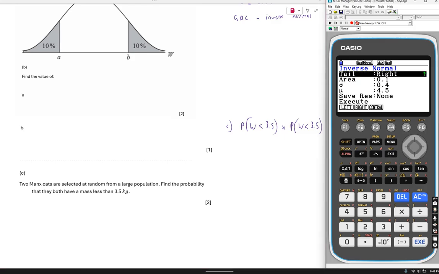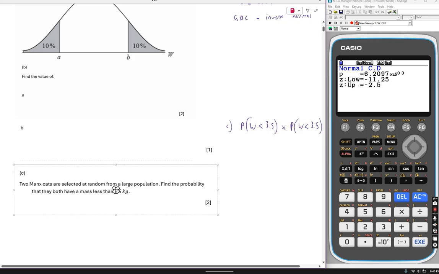Now let's go back to my stat mode. Let's go distribution, normal, NCD. This time we want the lower to be 0 and we want the upper to be 3.5, because 3.5 is the top of this situation. We want W to be less than 3.5. Standard deviation is the same, the average is the same, and execute. So we get that as a number. That's the probability of only one of those things happening.